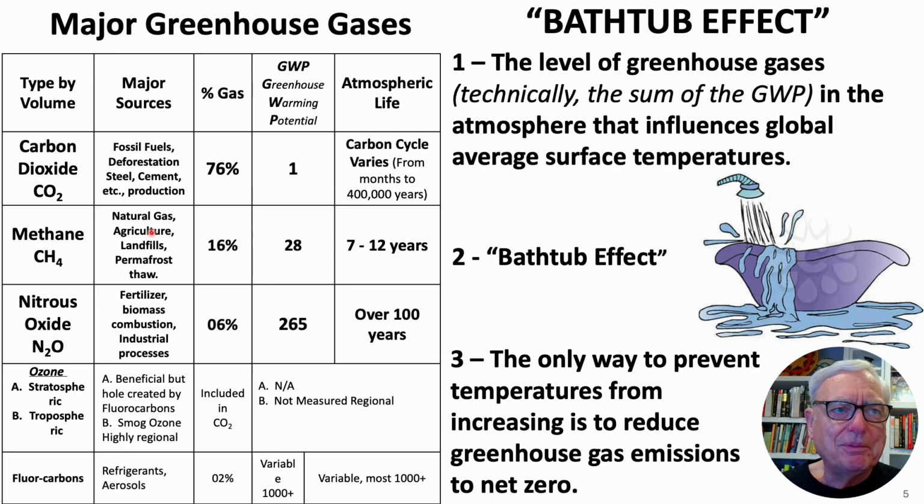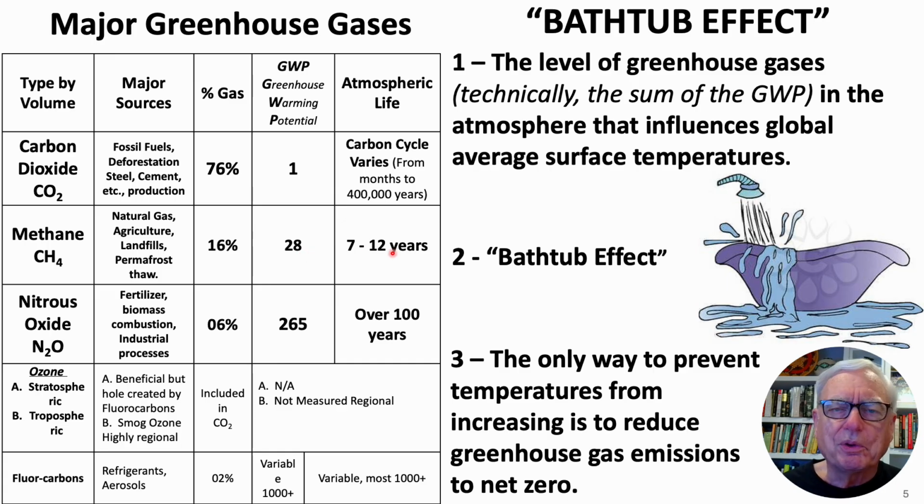Let's go to methane. Where does that come from? It comes from natural gas. It comes from agriculture, particularly farm animals, etc., stuff like that. Landfills, permafrost, other things like that. It represents 16% of the greenhouse gases, I should say. But it has a warming potential of 28. So that's significantly higher than carbon dioxide.